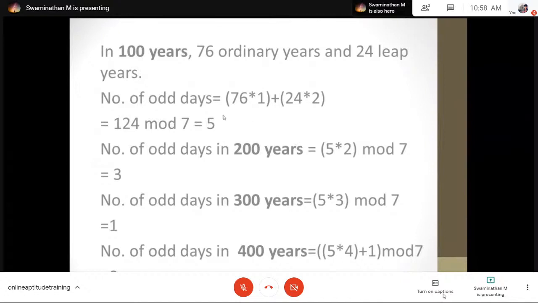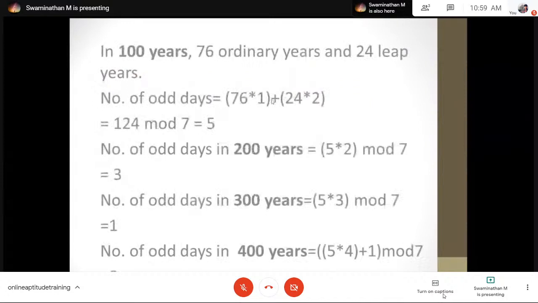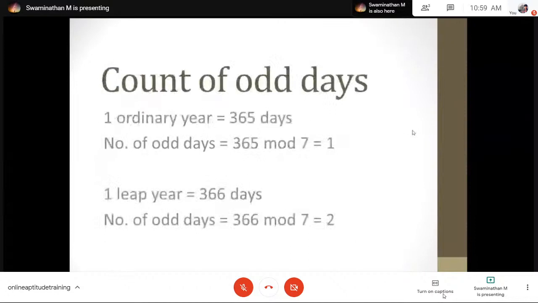So for an ordinary year, 1 odd day. For a leap year, 2 odd days. So the number of odd days in the first 100 years, or in a century, is 76 into 1 plus 24 into 2. I have shown it here. If you divide 365 by 7, you will get 1 as remainder. 366 mod 7 is 2. So that's why I'm using 1 and 2 here. Don't get confused. I'm substituting 1 and 2 because of the odd days in an ordinary year and a leap year.